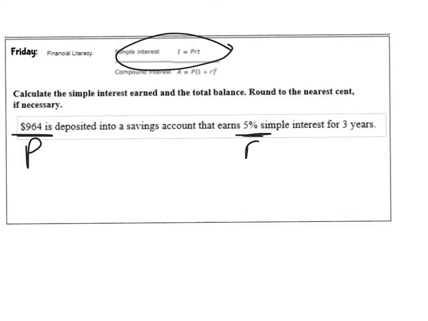5% is the rate, but remember you need to change it to a decimal, and we'll do that in a bit. And then the time is 3 years. So when we're changing the percent to a decimal, what do I need to do? Yeah, move it 2 times to the left. So that means that 5% becomes 0.05. So all we have to do is write the formula. So I equals principal times rate times time.